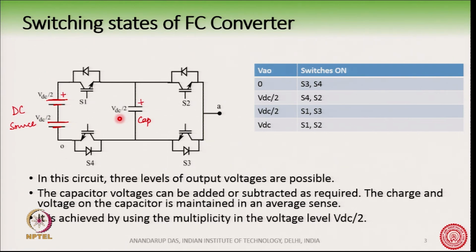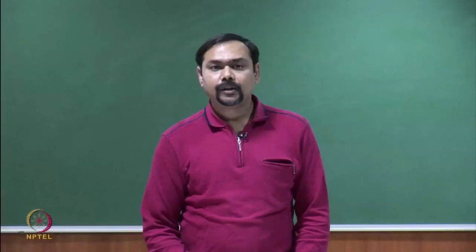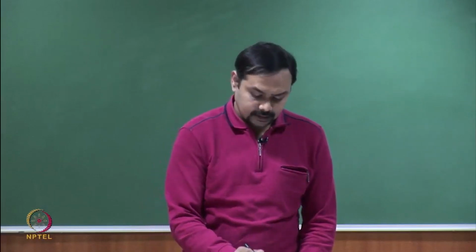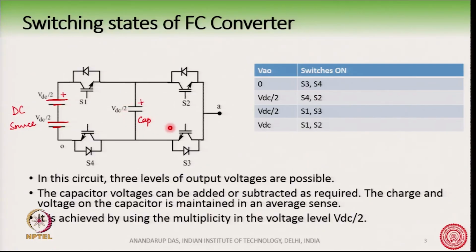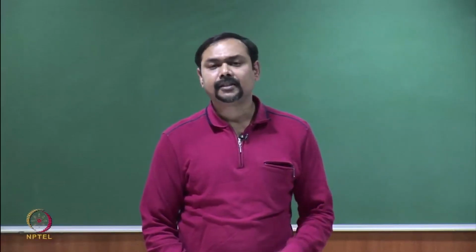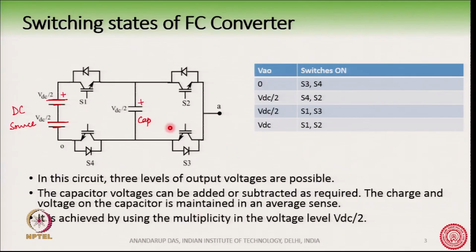So, by this method we are getting 3 levels of voltages between A and O, and so this will produce 3 levels of output voltage. Now, you can easily understand that this capacitor is not a stiff source. Therefore, when the current is flowing through the capacitor, it will either charge up or discharge. So, in order to keep the voltage at VDC by 2, we must maintain the voltage on the capacitor in an average sense.